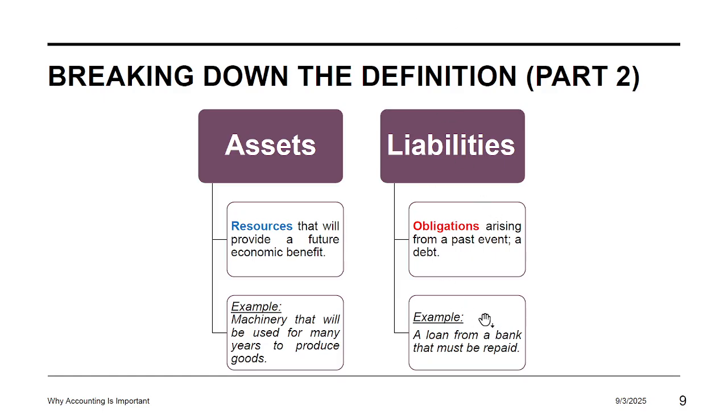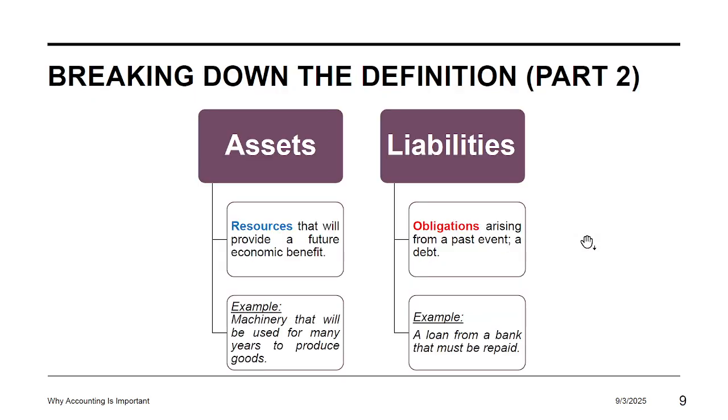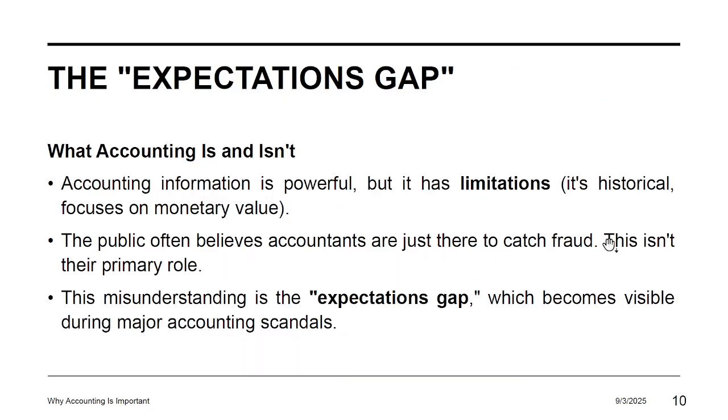So a typical example of a liability is a loan from a bank, any bank, that must be repaid. I mean that it is returned to the bank after a period of time, right? So now you know that financial accounting is a service that provides information about companies, about entities, their financial performance, and their assets and liabilities.